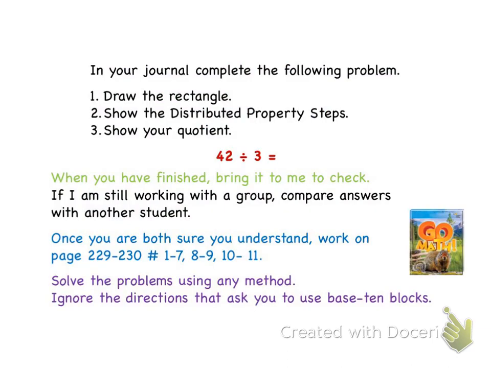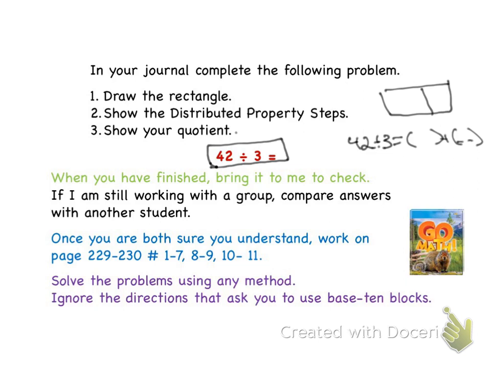Now you've got one more problem to put inside your journal. I want you to draw the rectangle, show the distributive property steps, and then show the final quotient for the problem 42 divided by 3. So you're going to draw the rectangle, you're going to divide it into two different spots, then you're going to do 42 divided by 3 equals plus, okay, that should be enough to get you going. When you finish, you can bring it to me to check, but if I'm still working with a group, you can compare your answers with another student's.